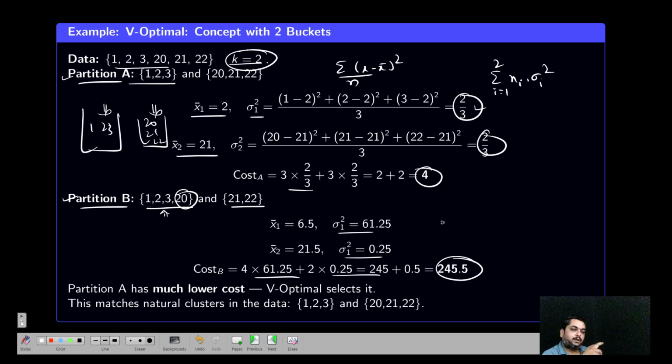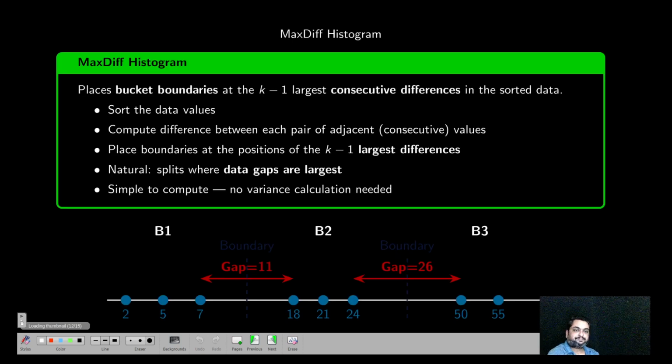So the optimal programming or dynamic programming selects 4 because that is the minimum out of these two. So this is how the V-Optimal works. Partition A has much lower cost. Okay, V-Optimal selects it. So this is how it is dynamically selected.